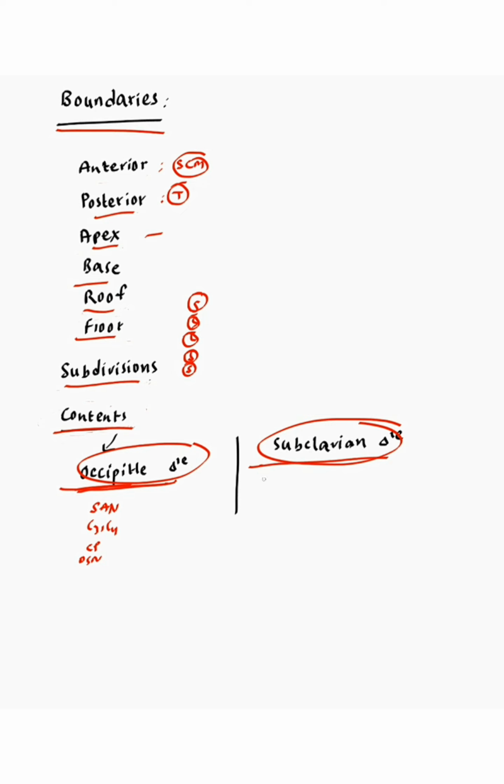Contents in the subclavian triangle: arteries, third part of subclavian artery, transverse cervical artery, suprascapular artery. Veins, transverse cervical vein, lower part of external jugular vein, subclavian vein. Nerves, roots and trunks of brachial plexus. From the roots of brachial plexus, nerve to serratus anterior or long thoracic nerve. From the upper trunk of the brachial plexus, suprascapular nerve, nerve to subclavius. Lymph nodes, supraclavicular lymph nodes.